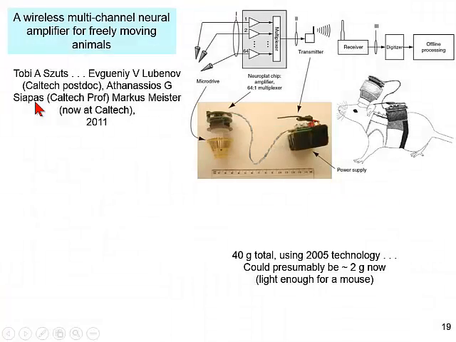And let's go one step further and make this all wireless so that it's not connected to a cable, but has a battery on the back of, in this case, the rat, and has a tetrode array. Now we're back to tetrodes on the head of the rat. And so these experiments were done again by Thanos Siapas and by Markus Meister, who is now also on the Caltech faculty.